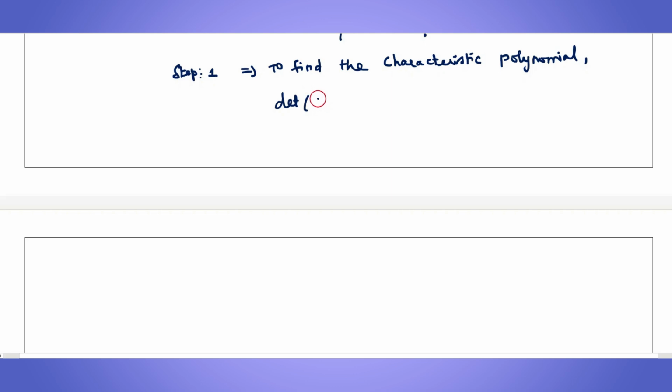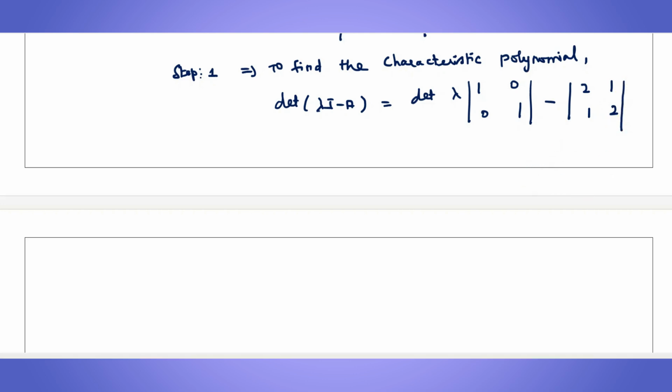Determinant of lambda I minus A, which is equal to the determinant where we put lambda, and the unit matrix I can be written as 1 0 0 1, minus A, which is given as 2 1 1 2. Okay, so next, what are we going to do? Next, in the lambda we have to substitute the unit matrix. Then determinant of lambda 0 0 lambda minus the given matrix 2 1 1 2.